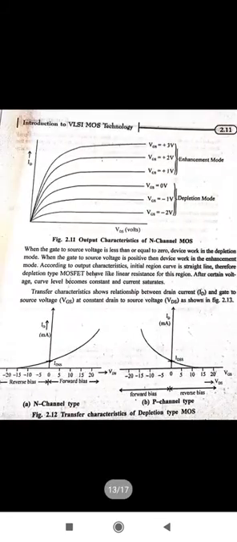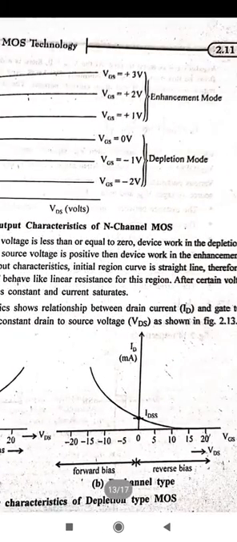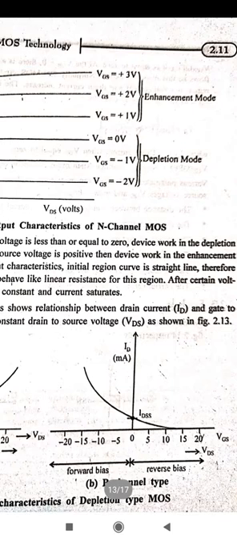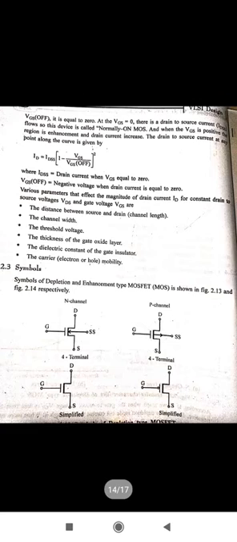So IDSS is the drain to source saturation current at VGS equal to 0. When we put VGS equal to 0, ID is equal to IDSS, the drain to source saturation current. In the same way, when we consider the P type channel, the graph is reversed: it enhances towards positive VGS and depletes towards negative voltage. That is the graph of the P type channel, and all of this depends on the Shockley equation, ID equal to IDSS times (1 minus VGS upon VGS(off)) whole square.